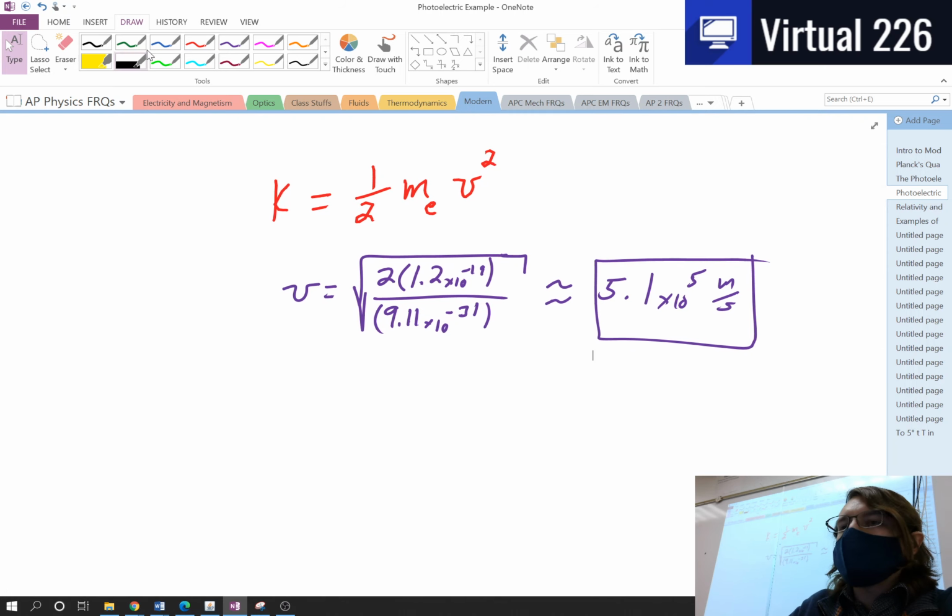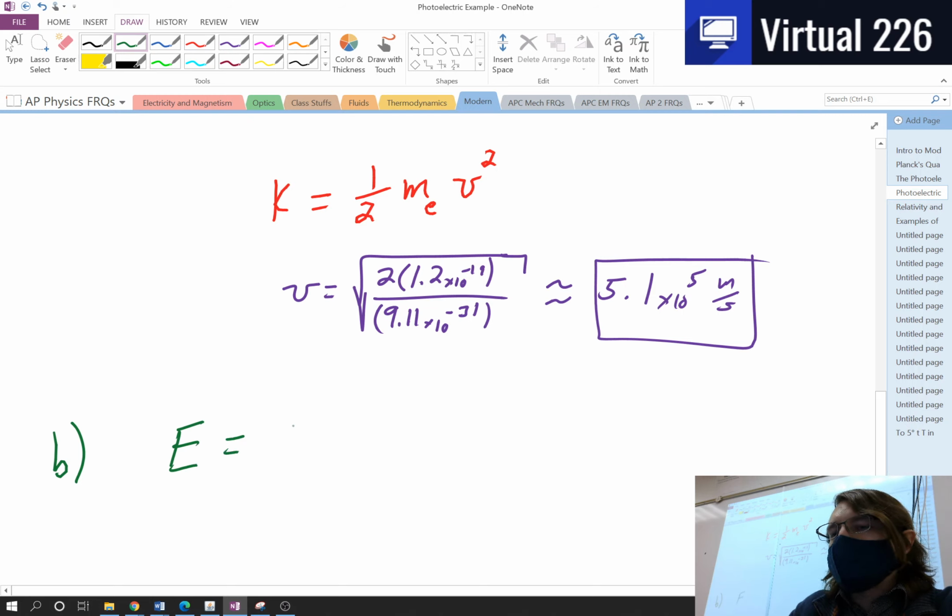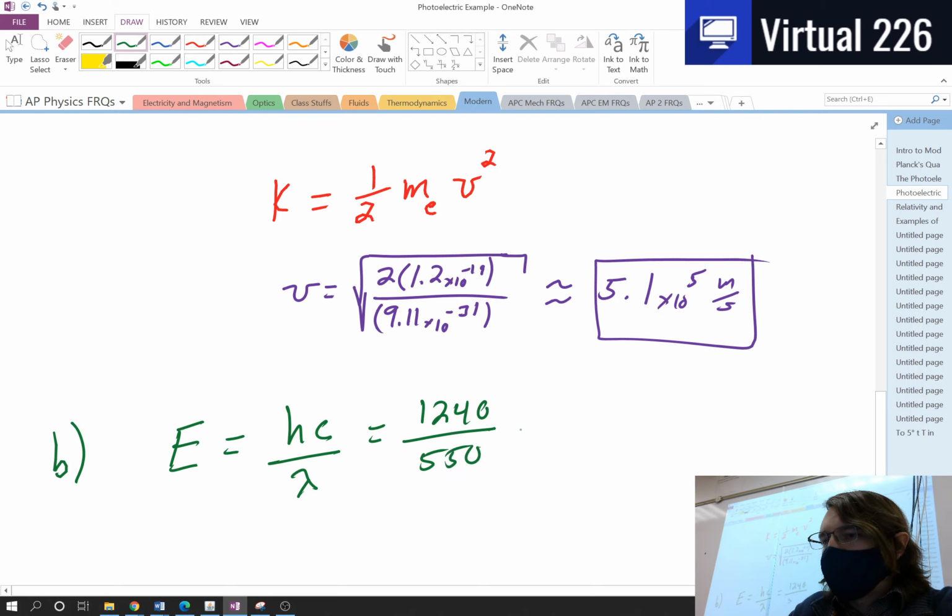In part B, we do the same thing, but for light at 550 nanometers. So let's figure out what the energy of this light is. hc over lambda is 1240 over 550. That's going to give us an answer in eV. 1240 divided by 550 is 2.25 electron volts.